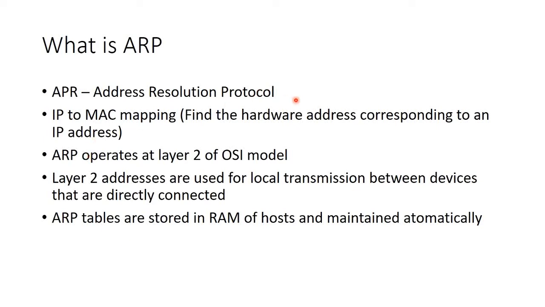ARP is an Address Resolution Protocol which is used for translating network layer addresses into link layer addresses. ARP finds the hardware address, also known as the MAC address, of a host from its known IP address. It operates at layer 2 of the OSI model, where layer 2 addresses are used for local transmission between devices that are directly connected.